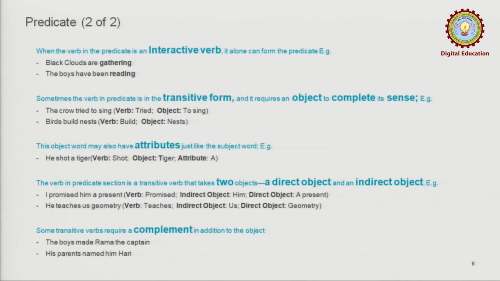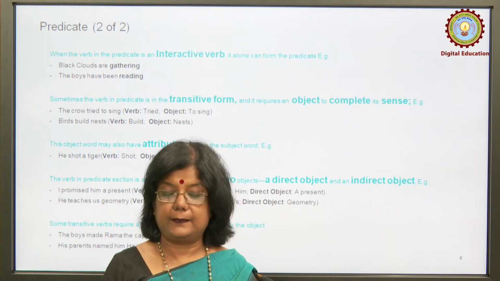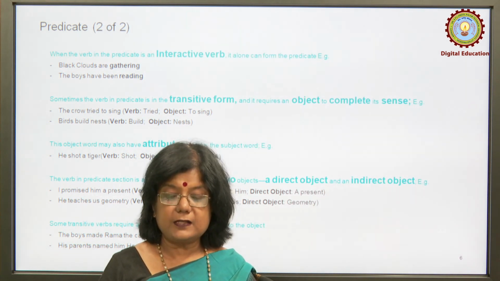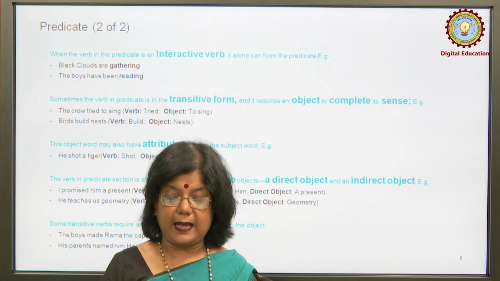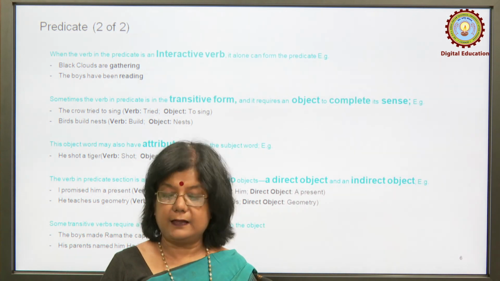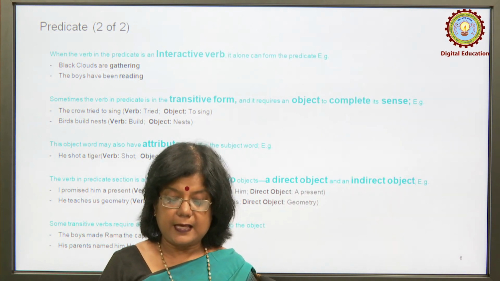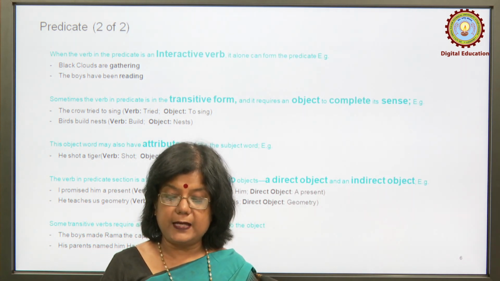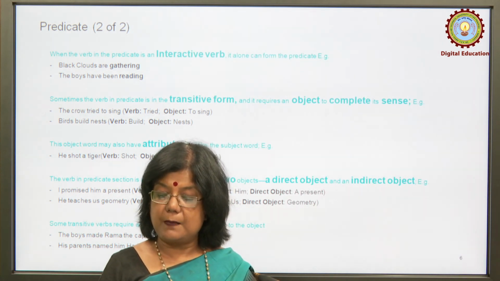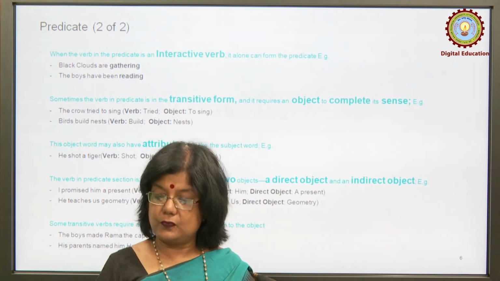When the verb in the predicate section is an intransitive verb, it alone can form the predicate. Examples, black clouds are gathering. Now just pay attention here, black clouds are gathering. So here gathering will be under the category of intransitive verb. The boys have been reading. Again here, reading will take the category of intransitive verb. Sometimes it so happens that the verb in the predicate is in the transitive form, and it requires an object to complete its sense. Again, switch over to some examples.